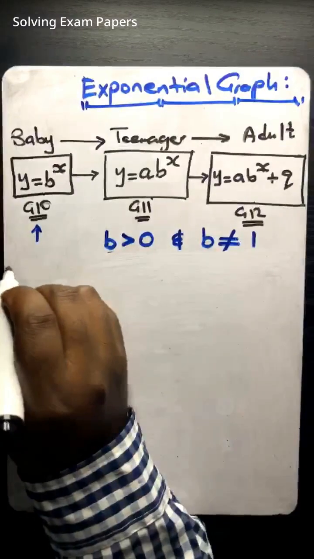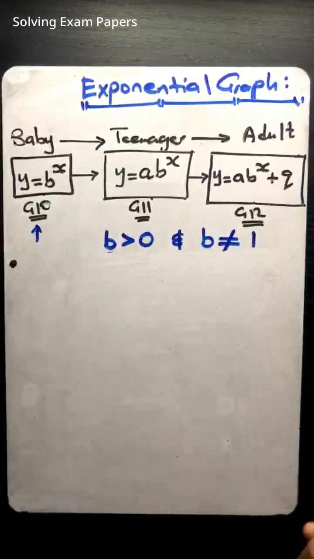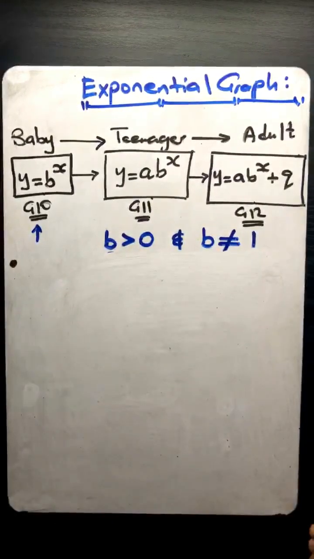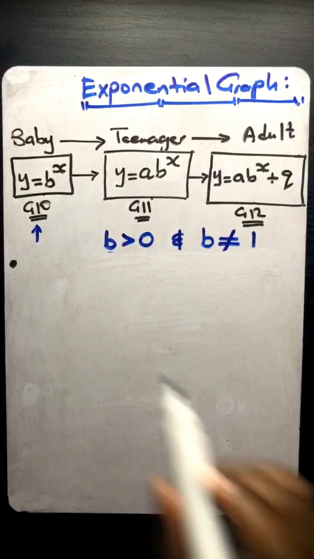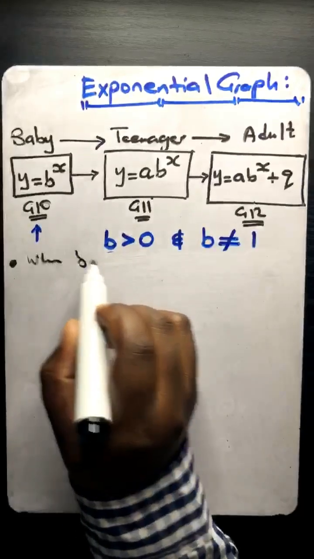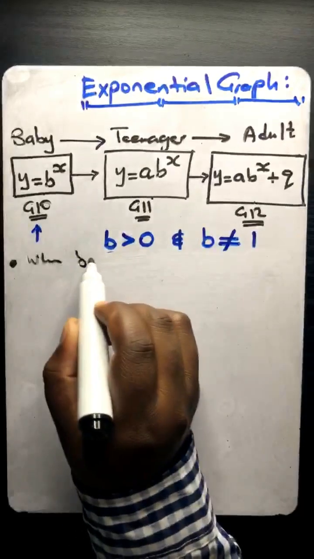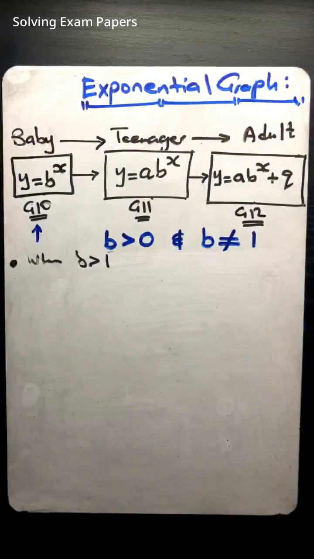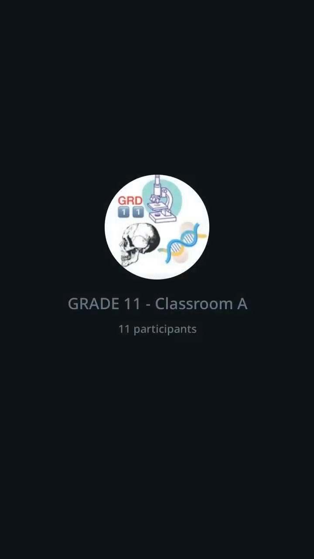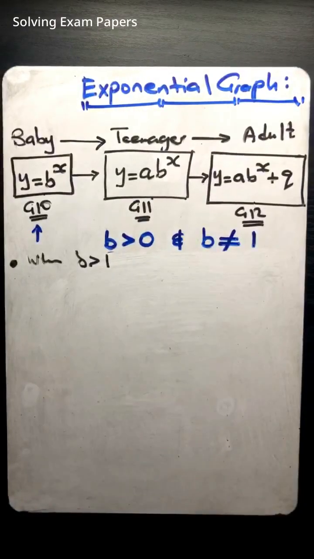So now let's start with the important points. The first point says, when our B value is greater than 1, the y value increases, and the function is called an increasing function. It might not make sense, but it's going to make sense when I do this.